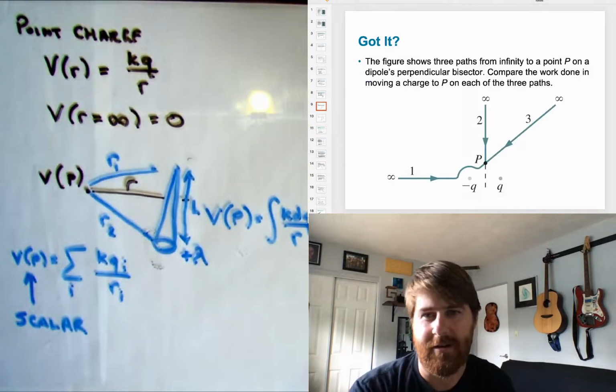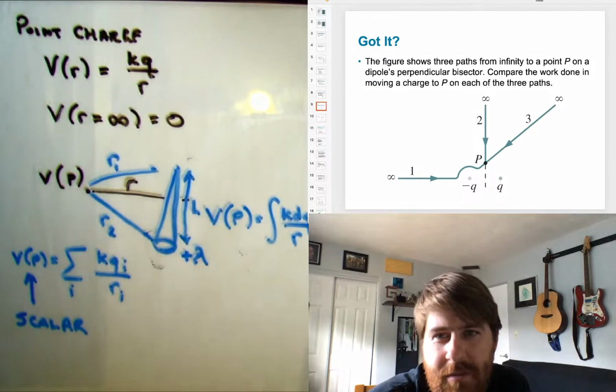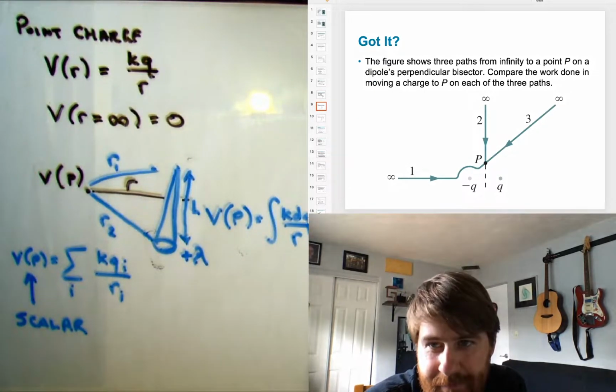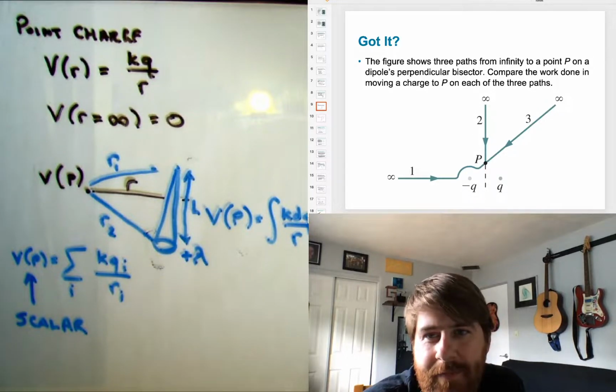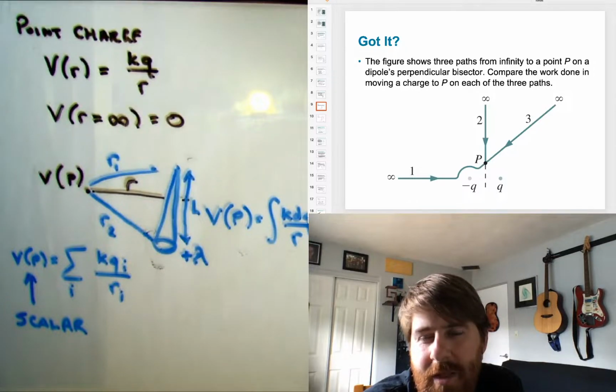Okay, so let's check our understanding. The figure shows 3 paths from infinity to a point P on a dipole's perpendicular bisector. Compare the work done in moving a charge to P on each of the 3 paths. Okay, so which one do you think would have a greater amount of work done in moving a charge to P?